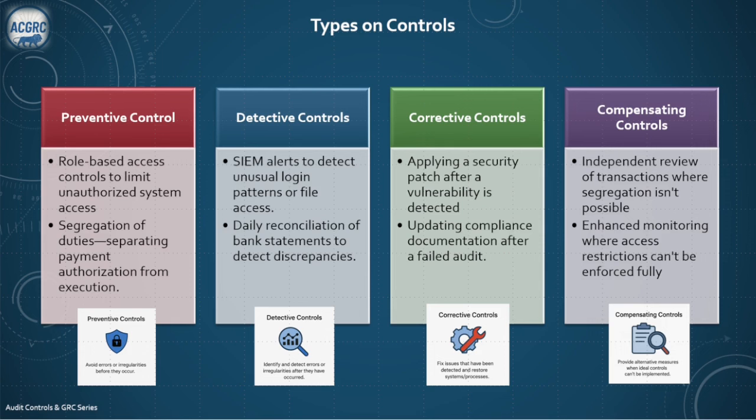The next one is compensating control. Compensating control provides alternative measures when ideal controls can't be implemented. Examples in this case are independent review of transactions where segregation isn't possible, and enhanced monitoring where access restriction can't be enforced fully. Some of you in operations or from a technical team might be aware of change review.